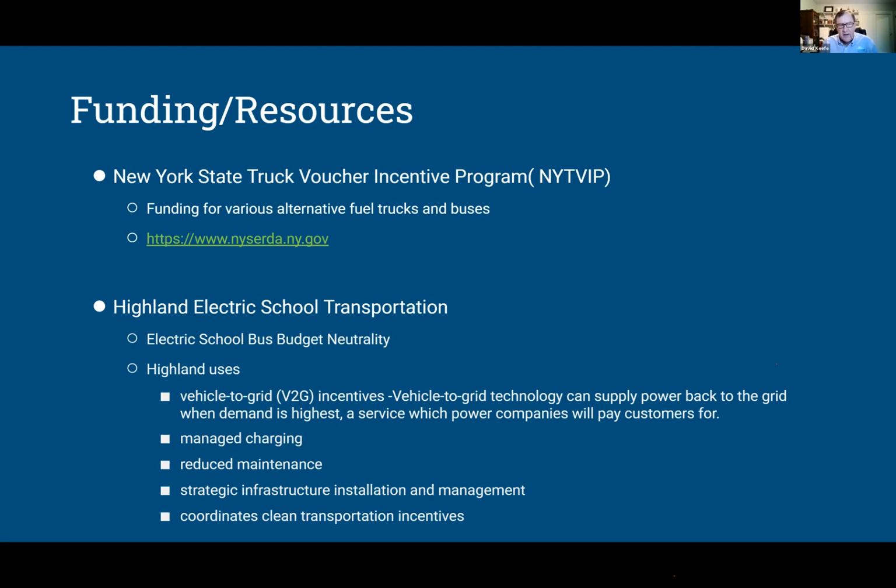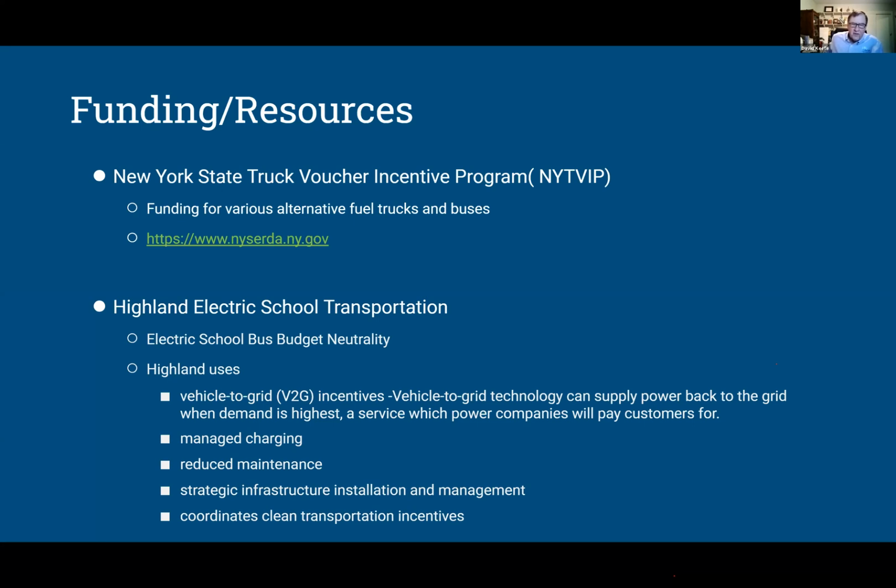The second category, this company Highland Electric School Transportation, they are model neutral. They don't push any one bus. They would help fund any of the electric vehicle bus options out there. We did all the Clean Cities groups in New York State, of which there are 6. We did a webinar on this at the end of 2020, and because it was the whole state, we had about 350 or 400 people. Highland people were talking about their program, and they use a variety of strategies to try to make the cost neutral.